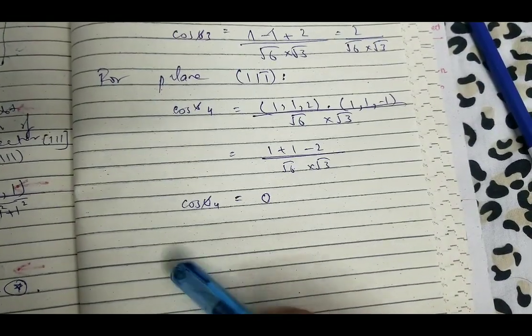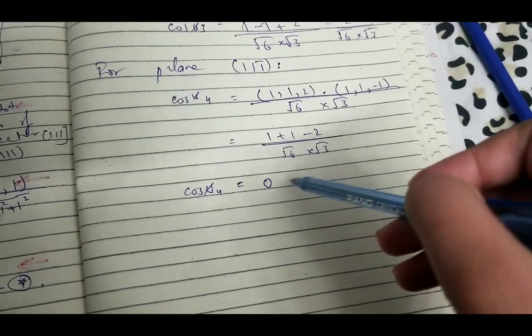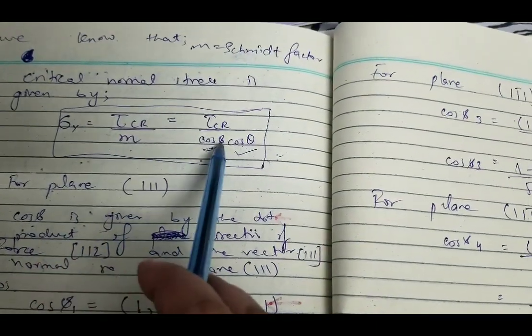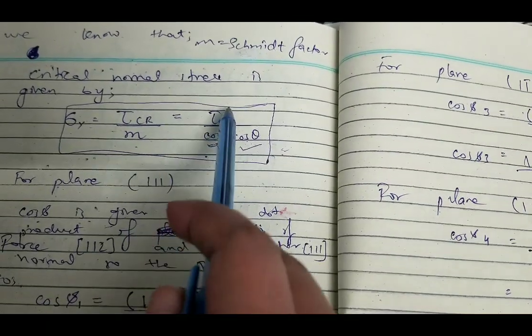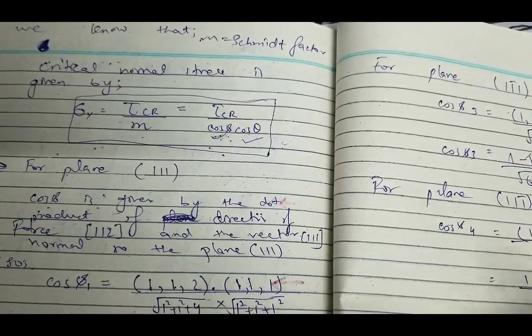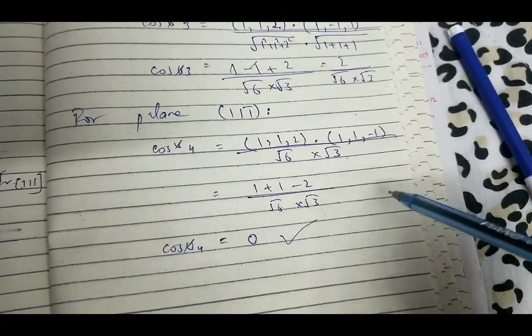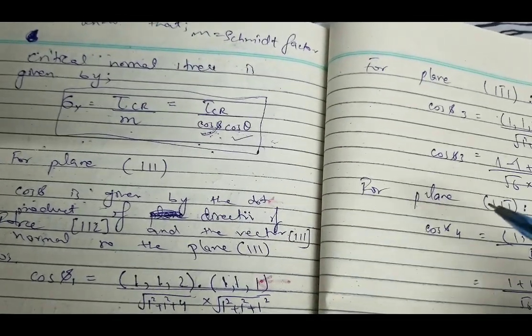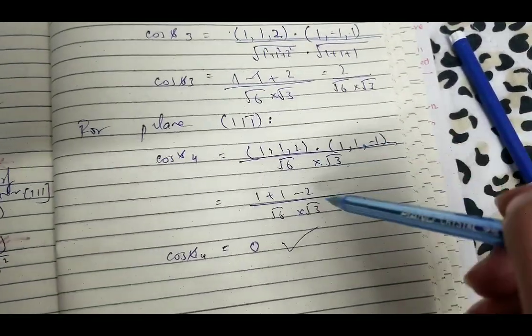Here cos phi 4 is equal to 0, so if we put cos phi into this expression, there is 0 in the denominator, so the quantity becomes infinite. It's optional if you want to put it here and write it as infinity, but we don't need it.